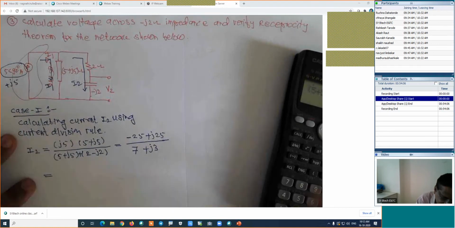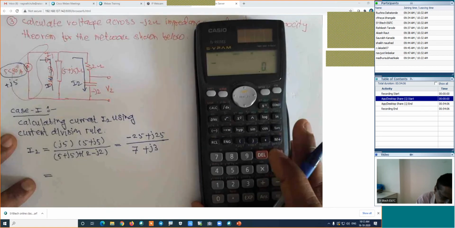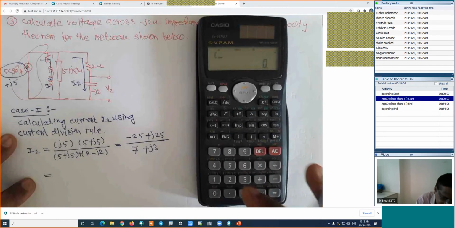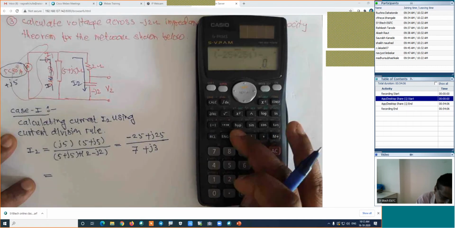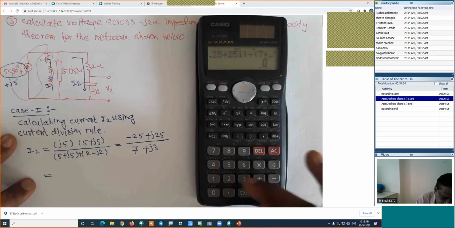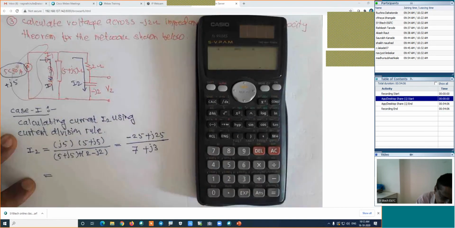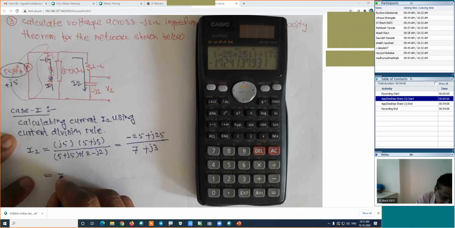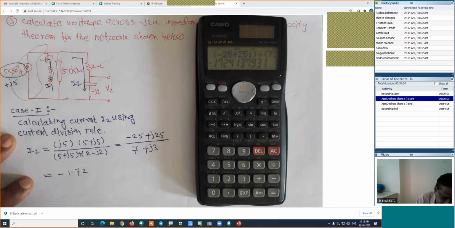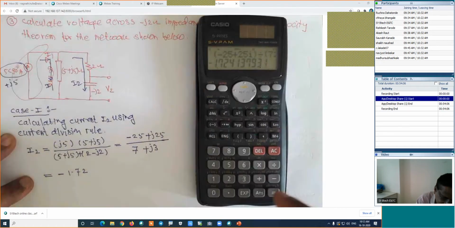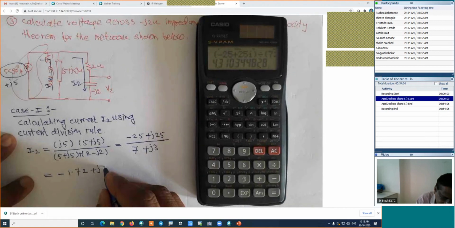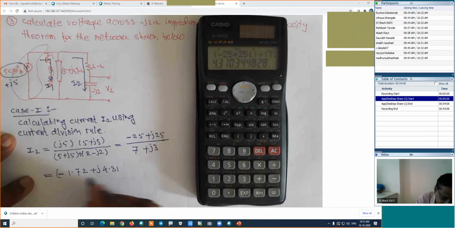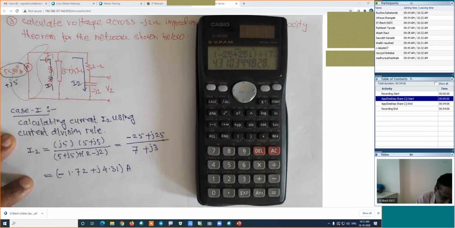Which is equal to, I will find out this division. Minus 25 plus 25i, divided by 7 plus 3i, that will give minus 1.72 as the real part, and the imaginary part is plus j4.31. This is in amperes, the current.